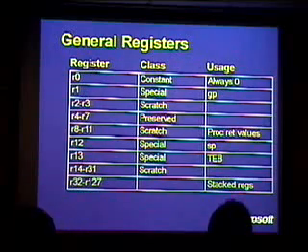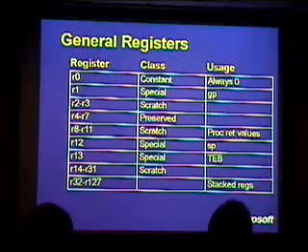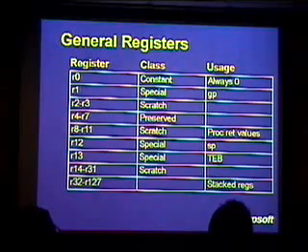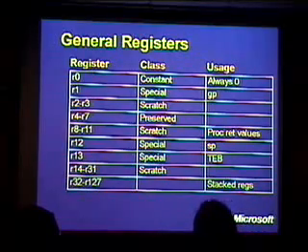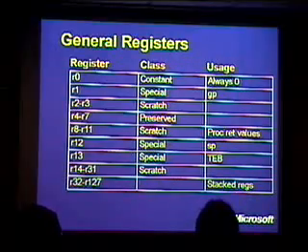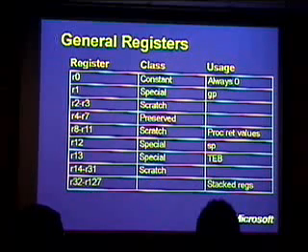4 through 7 are preserved registers or saved registers, so they're saved across system calls. Turns out we don't actually use these very often, and you'll see why when we talk about the register stack. Return values from functions are returned in register 8, 9, 10, 11, basically register 8. If you're returning like a 128-bit structure or 256-byte structure, then we'll use those other registers.